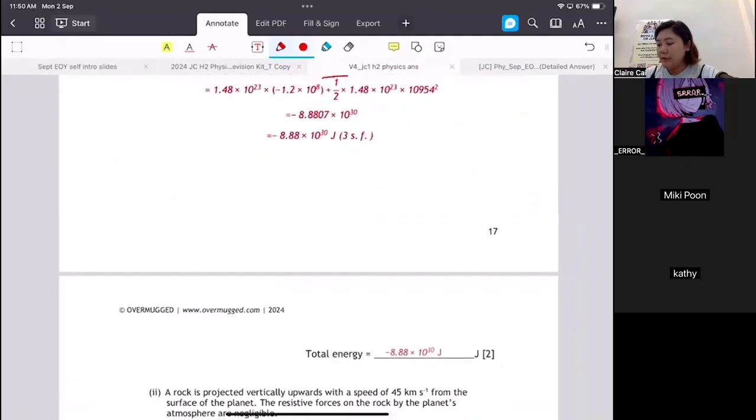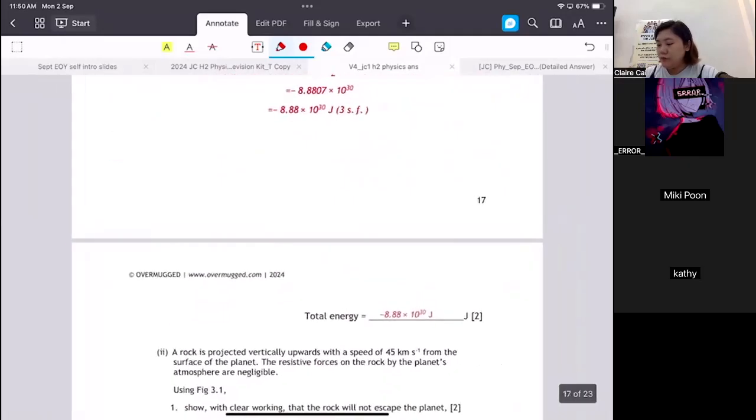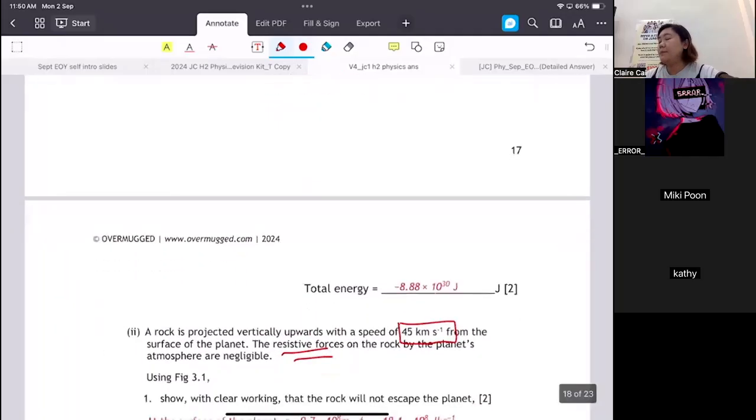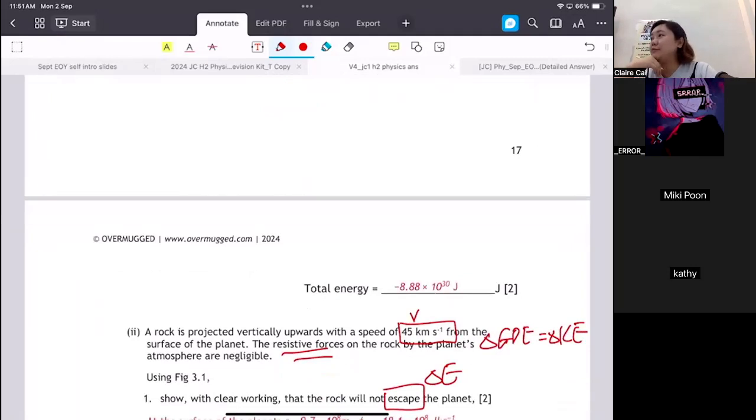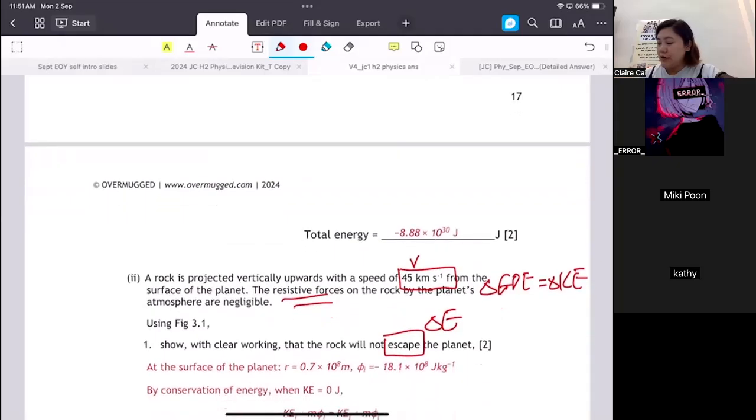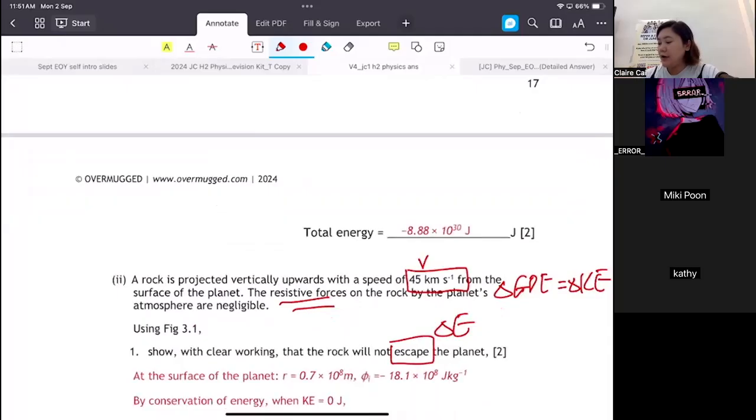Okay, so if you look at the next part. We have the rocket projected upwards with a speed of 45 km per second from the surface of the planet. If we ignore the resistive force, show with clear working that the rocket will not escape the planet. So for escape velocity, we must look at the change in energy. In the sense, change in GPE must equal the change in KE, correct? With the v, we can calculate how much KE you have. Then you must look at how much GPE is actually needed. So at the surface, the R is 0.7 times 10 to the power 8. So you can find the initial potential at the surface of the planet.